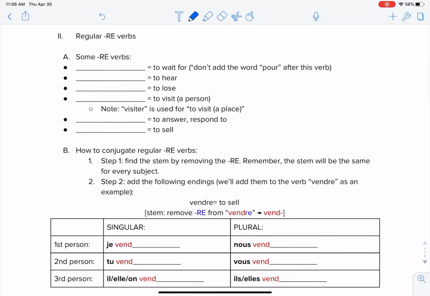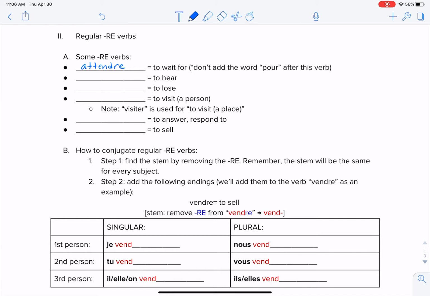Here are some common verbs that end in RE. And again, all these verbs will follow a pattern, so you can conjugate any of them in the present tense if you know this pattern. To wait for is attendre. Attendre. Be careful with this verb.